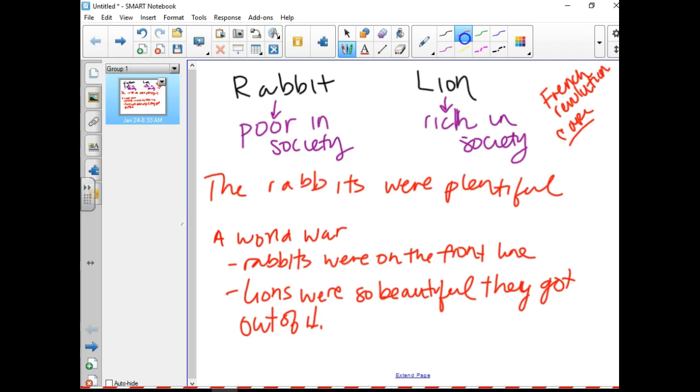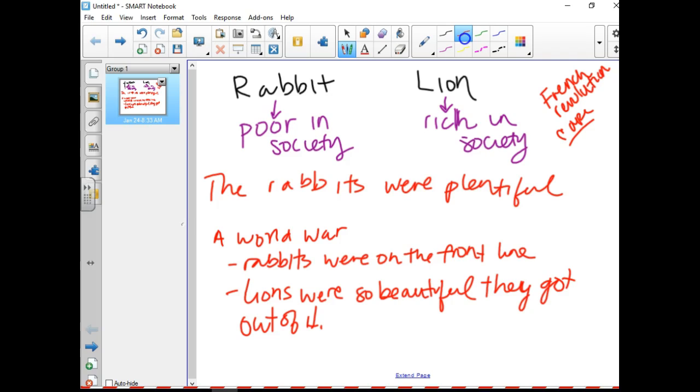All right. So our storyline so far is that there were a lot of rabbits in this land, and there was a world war where the rabbits were on the front line, but the lions were so beautiful that they got out of it. Now you're going to continue to develop the story so that it represents how the poor in society often had to go to war while the rich were able to get out of it.